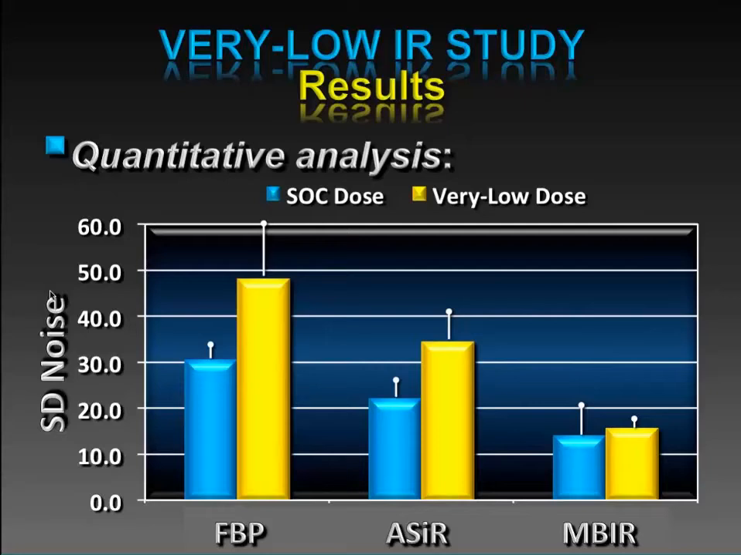Here's the data for quantitative analysis in terms of standard deviation of the noise. Remember, our benchmark was the ASIR dose. That's why I put the red dotted line there. And you can see that the very low dose for filter back projection and ASIR was quite a bit higher in terms of noise. Even the filter back projection at the standard dose was higher. But both the standard of care and the very low dose had low noise with the MBIR at both acquisitions.